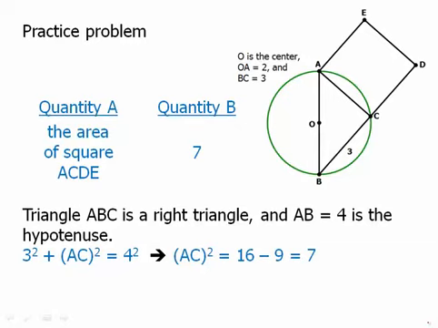Now, we could take a square root, but hold on a second. Notice that AC is the side of the square. So AC squared is the area of the square. So the area of the square is 7. And thus, quantity A and quantity B are equal.